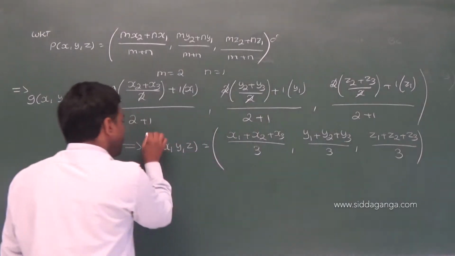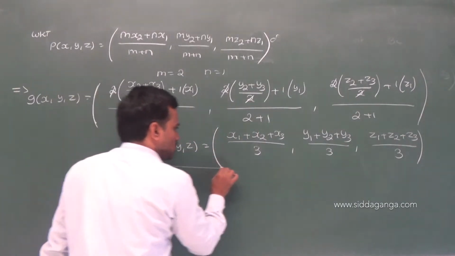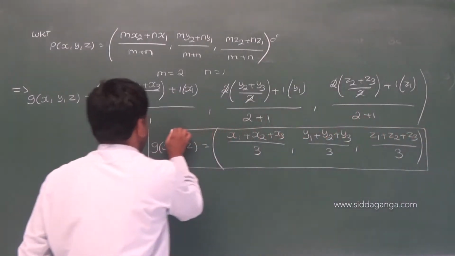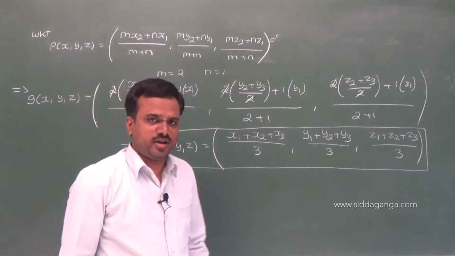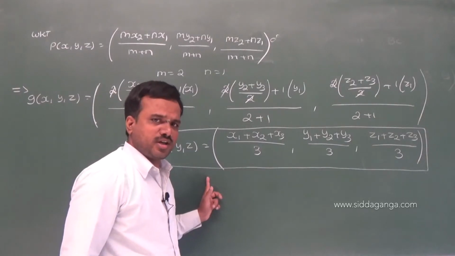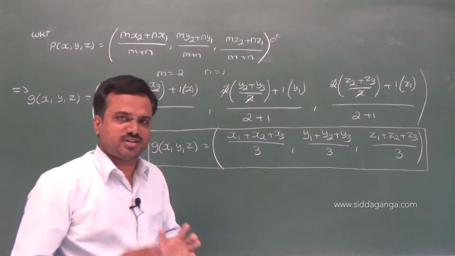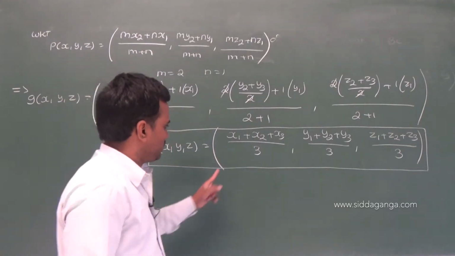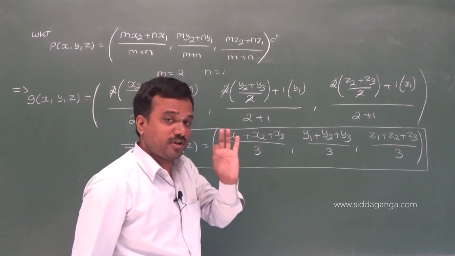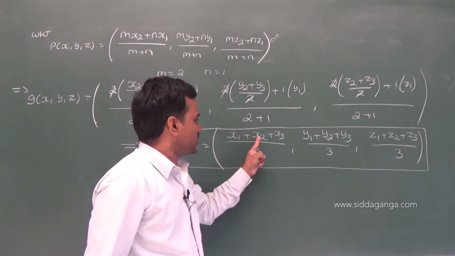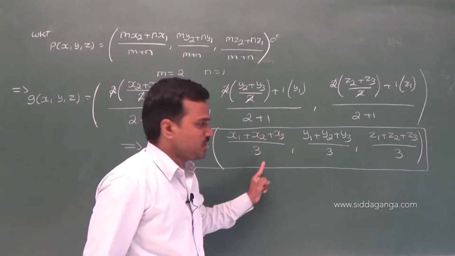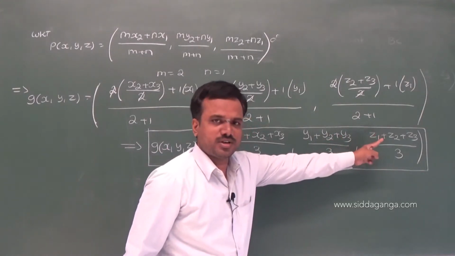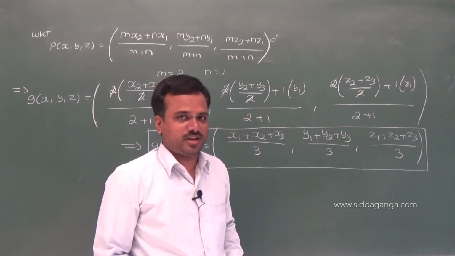One more formula: the centroid of a triangle ABC. Very important formula. The centroid of a triangle ABC is given by x1 plus x2 plus x3 divided by 3, y1 plus y2 plus y3 divided by 3, z1 plus z2 plus z3 divided by 3.